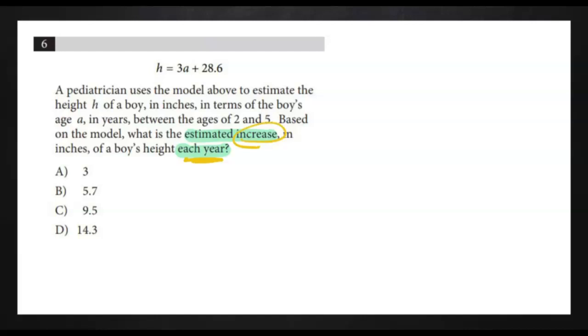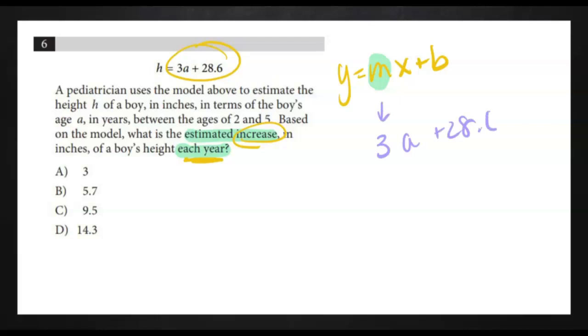Now, looking at your equation that you are given, keep in mind this is a linear function, right? Your a, or your variable, in this case, has an exponent of 1. So when you think about this, think about it as y equals mx plus b. So what's that change? Anytime I look at change, I'm always looking at my m, or my slope. So my slope in this question is actually 3. It's 3a plus 28.6. So my change, that increase every year, is going to be 3, which is answer choice letter A.